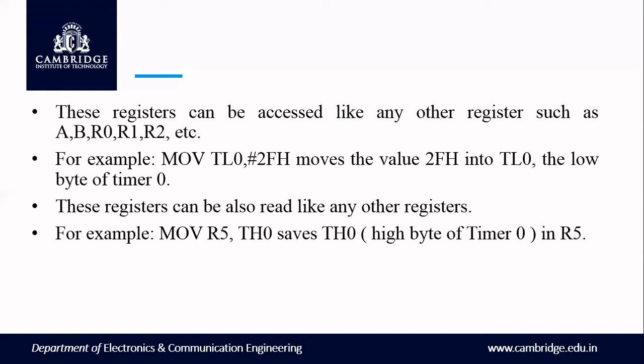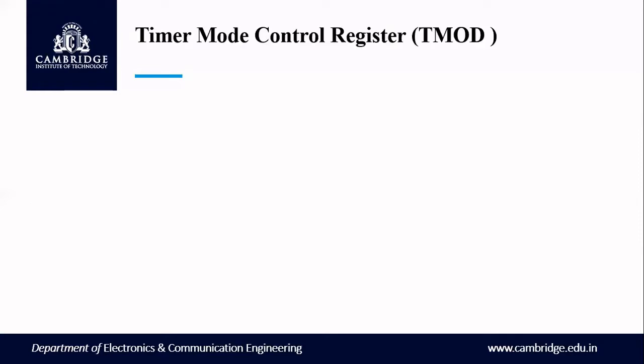So this is how we can access these timer registers. Before writing assembly code, we need to know how we can access the registers. That is very important. So let us now understand the timer mode control register. This is very important in order to choose which timer you want to use in your assembly code and which mode of operation we need to perform. So understanding the TMOD register is very important.